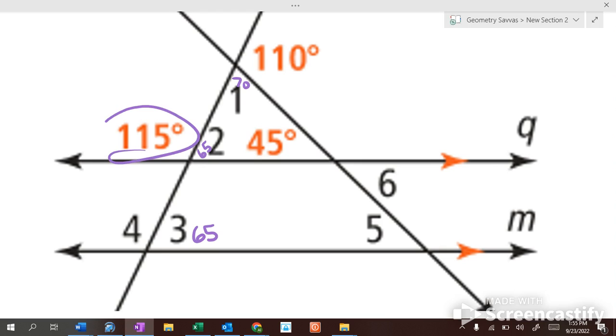3 and 4. Well, look, it's easier if we just go this way. These two are corresponding. So since those two are corresponding, Kara, what is angle 4? 115.